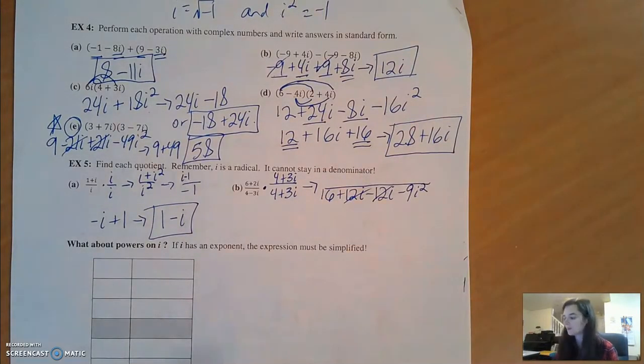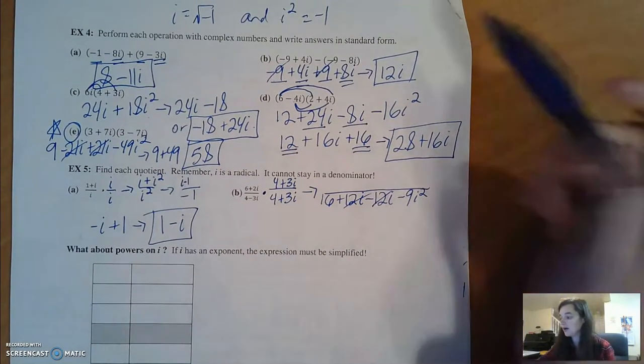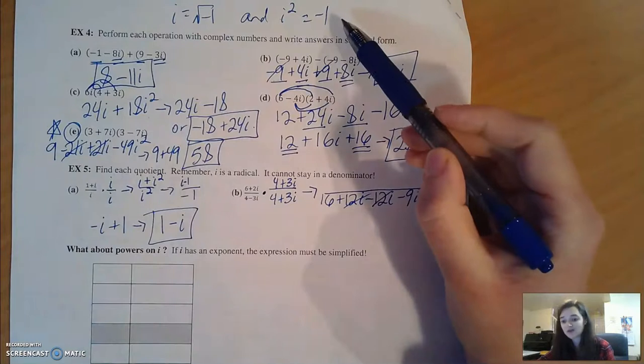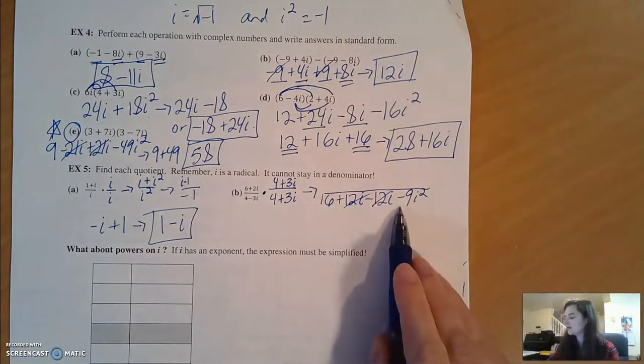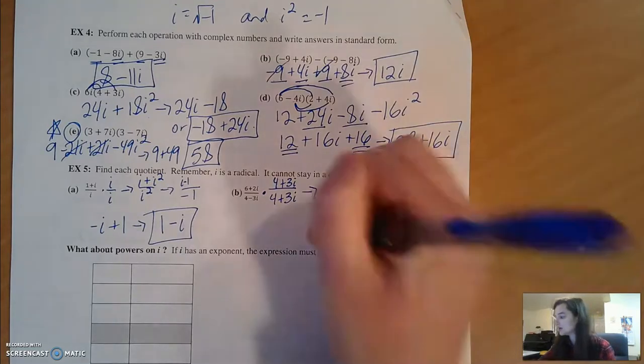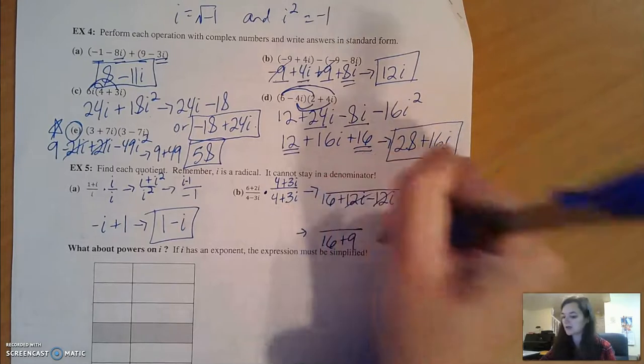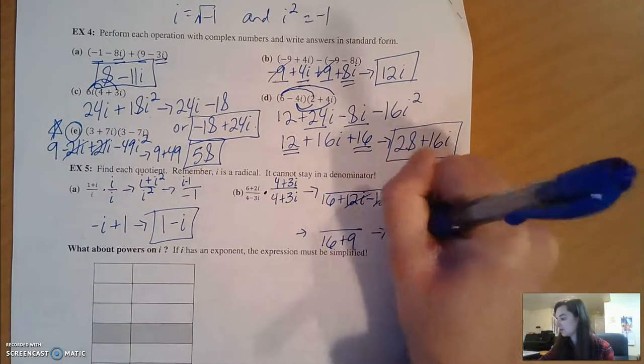We'll get to the numerator in a second, but let's go ahead and cancel those 12i's out. That's always fun. And then the other thing is now we have an i squared. And you guys remember, i squared equals -1. So we've got negative 9 times -1, which would be positive 9. So in the denominator, you're going to have 16 plus 9, which would be 25.